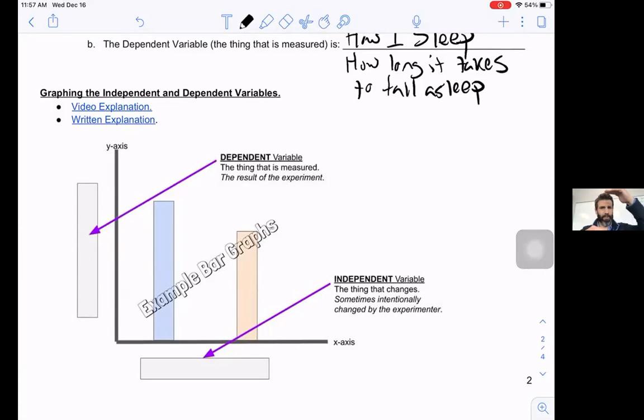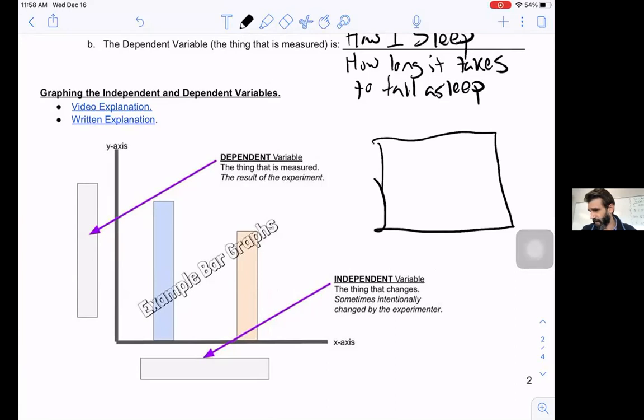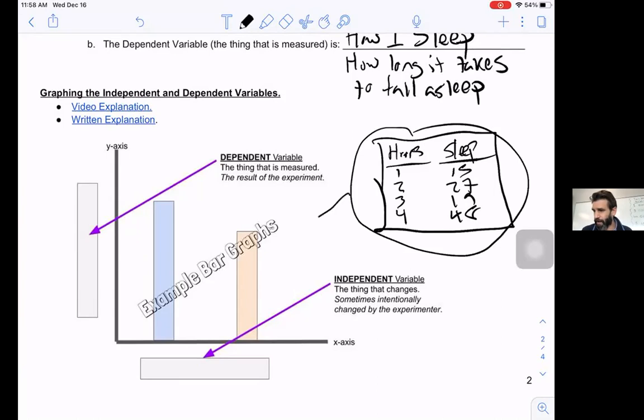If you just give someone a table of a bunch of numbers, right? So it's like hours on the phone, 1, 2, 3, 4, and sleep, and then it's like 15, 27, 19, 48, something like that. This is a data table, and these can get really long. And us humans, we're just not really good at interpreting trends from a data table. So we put it into a graph so that we can easily interpret the results of the experiment. And we can then ask a new question or do a follow-up experiment.